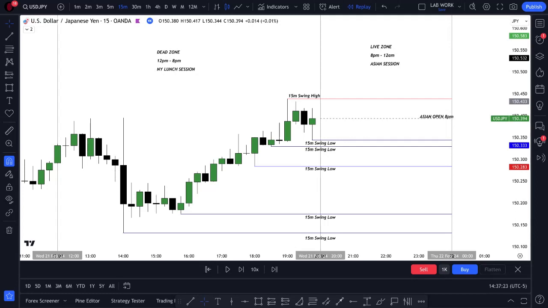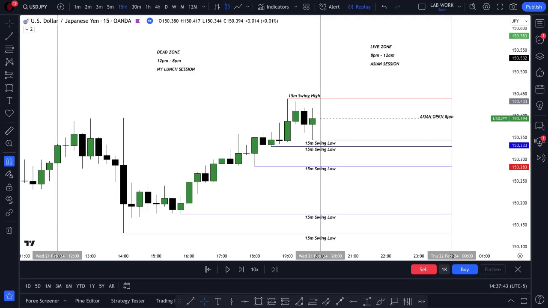As always, we're utilizing the liquidity pool that is built up between 12 p.m. to 8 p.m. That is our dead zone. The market is most likely going to go into a phase of consolidation or accumulation. It's building in buy stop orders and sell stop orders. Overall, it's making market sentiment. It's building in both sides of the market.